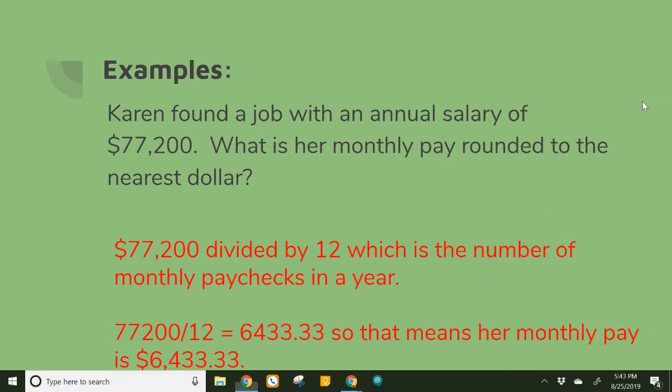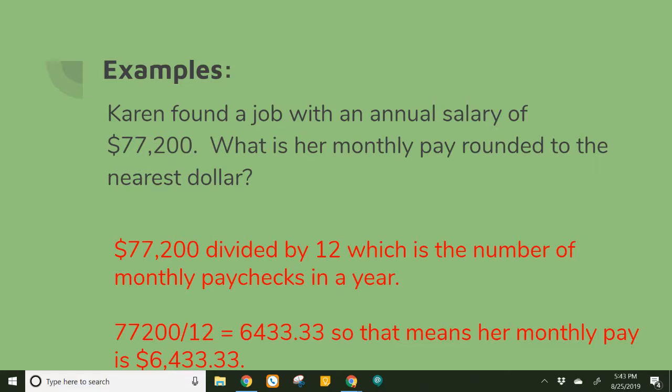77,200, her annual pay, divided by 12, which is the number of monthly paychecks in a year. So 77,200 divided by 12 should give you 6,433.333333. So that means her monthly pay is $6,433.33. Now let's take a moment here just to think about, why would we want to know somebody's monthly pay?